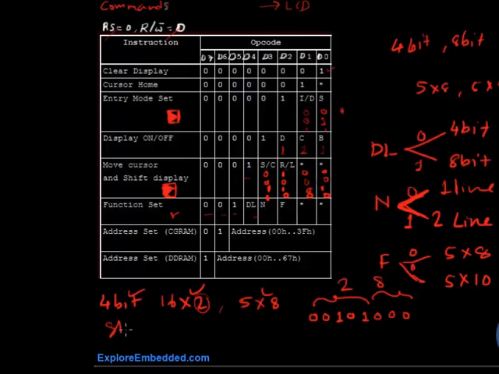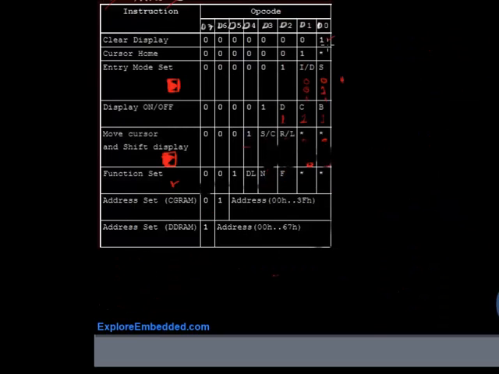Similarly, for the 8-bit mode of a 16 cross 2 display, the command would start with 001. The DL in this case would be 1, since it is in 8-bit mode, and the number of lines will again be 2, and the font size would be 0. So this would make 0x38. This is a pretty important command which defines the interface, the font size, and the number of lines the display has. Alright, so let me just clear this up. Now what we could also observe is with the commands, the one is shifting towards the MSB.